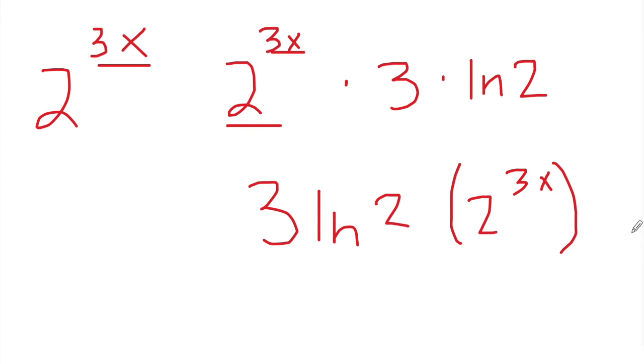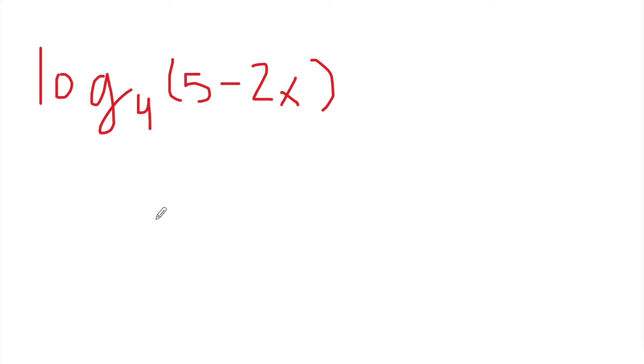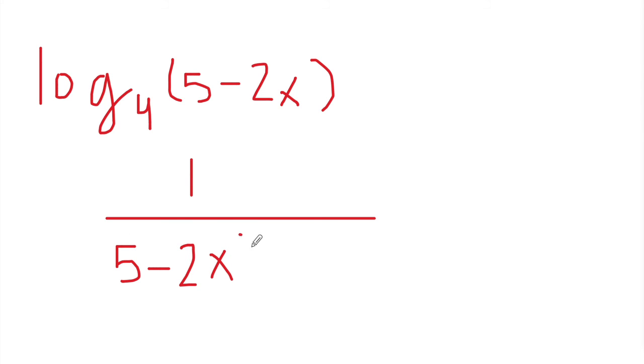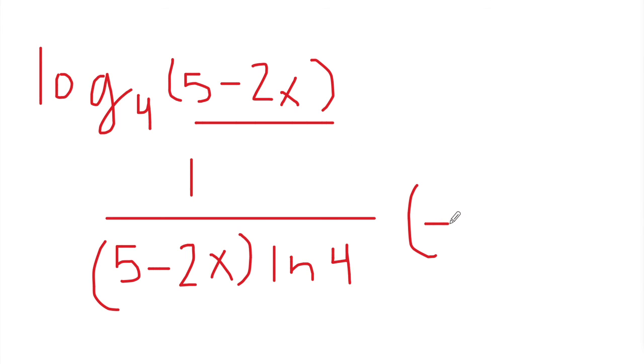Okay? Lastly, we have one more problem. We have the log one. So log base 4 of 5 minus 2x. Okay? Remember for log, it was just 1 over x first on the bottom, and then we also had the ln here, so it was ln of 4, and then remember it was x prime, and this is the x, so you had to take the derivative of that, which is negative 2, so this would be your final answer.